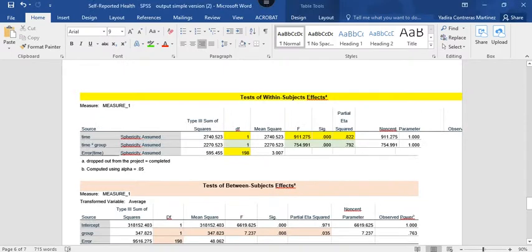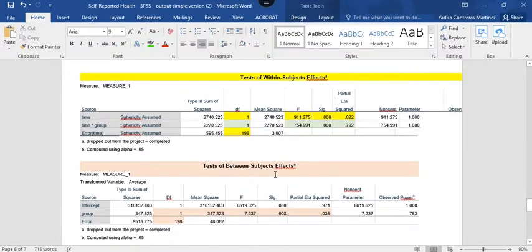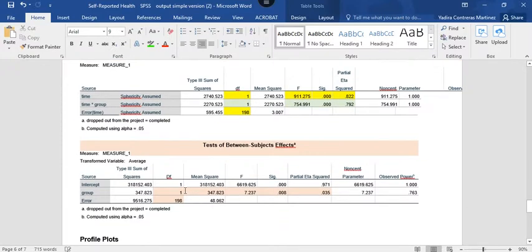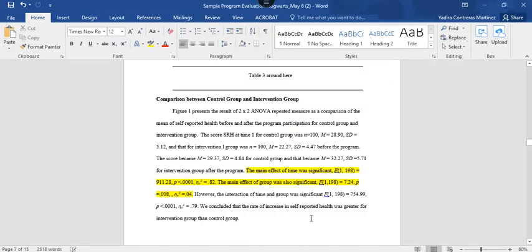You'll want to take a look at the test of between subjects effect for the main effect of group. The degrees of freedom here are 1 and 198. Your F value is 7.237, or 7.24, and your p-value is 0.008. The partial eta squared is 0.035, or APA format would be 0.04. So we take a look at the paper, and here is the information translated. Degrees of freedom, 1, 198, your F value, your p-value, and your partial eta squared.